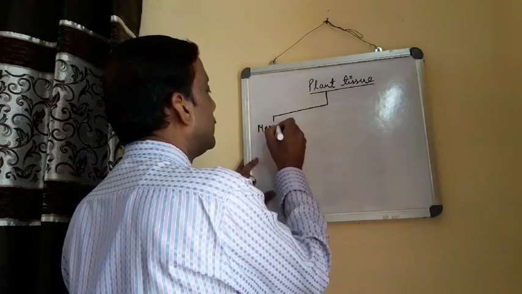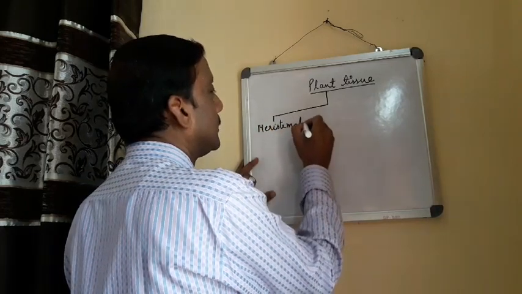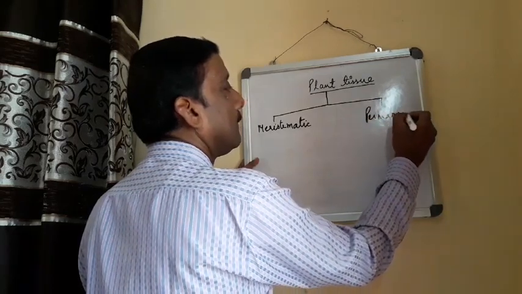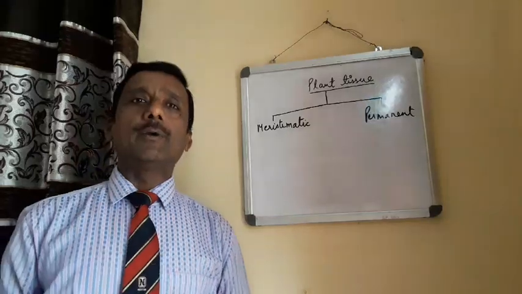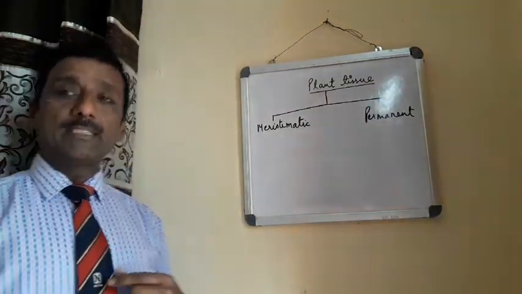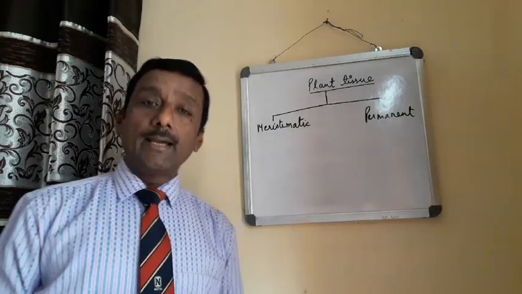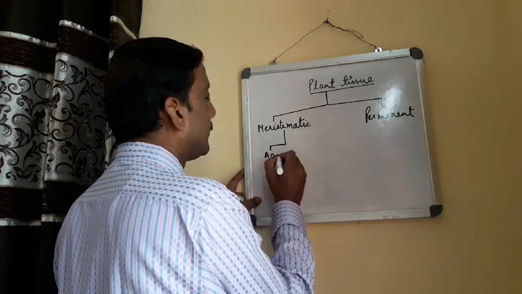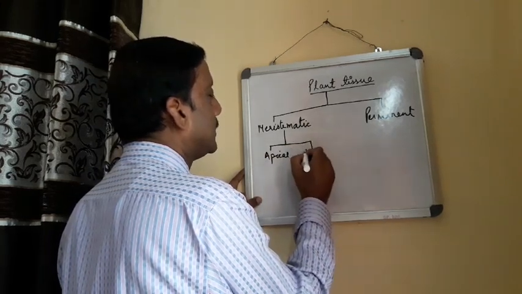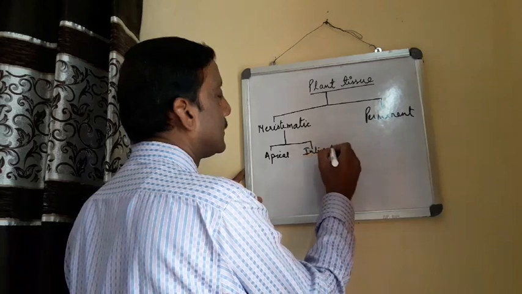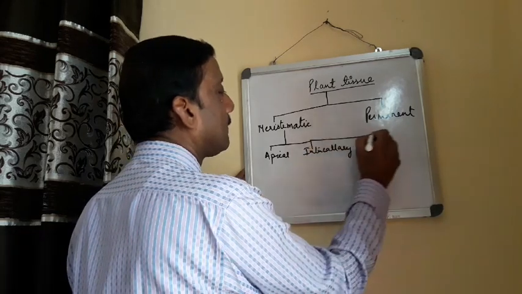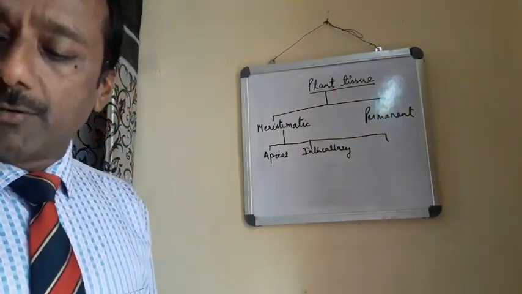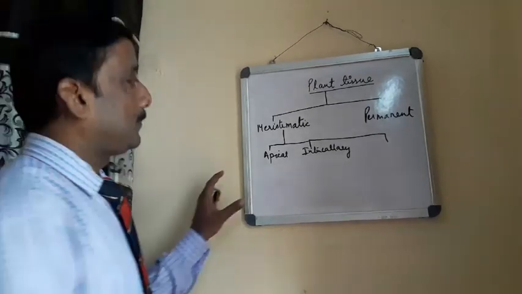One is meristematic tissue and the other is permanent tissue. Right? So first we'll study about meristematic tissue. Now the meristematic tissue is divided in three parts. First one is apical meristem. Second one is intercalary. And the third one is lateral meristem.